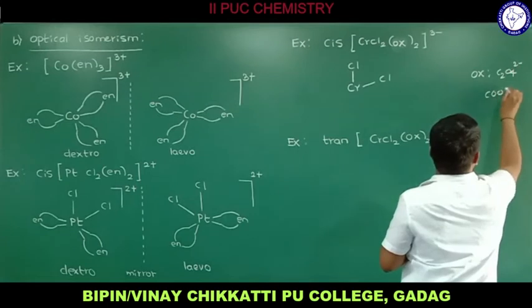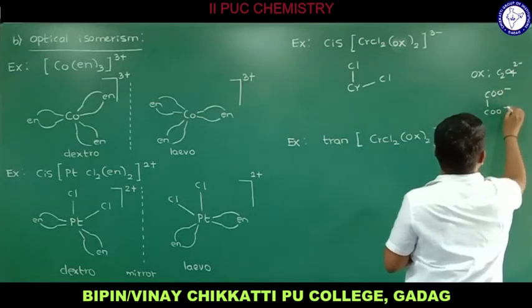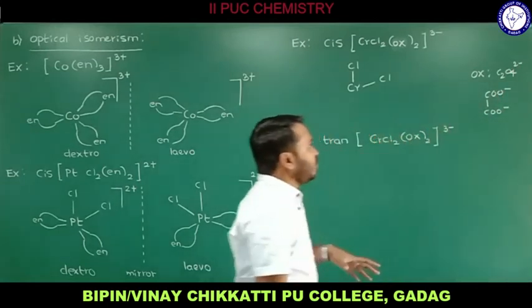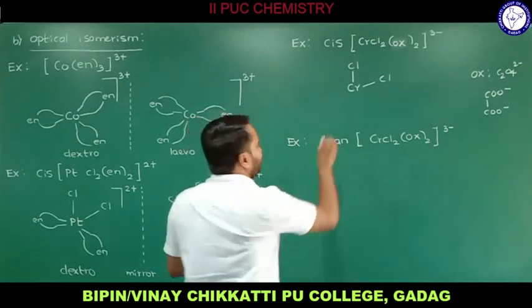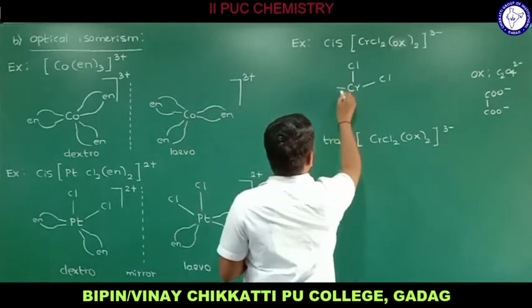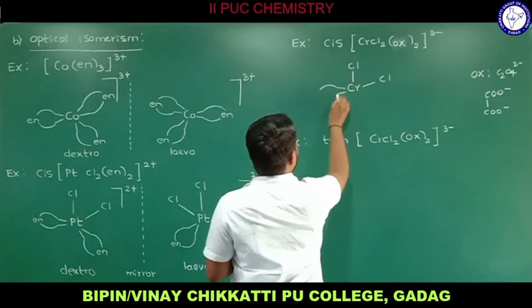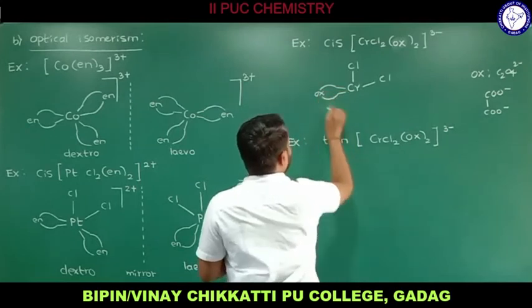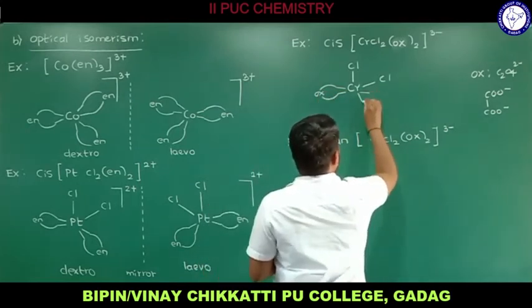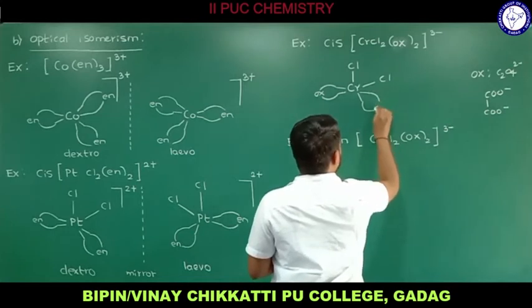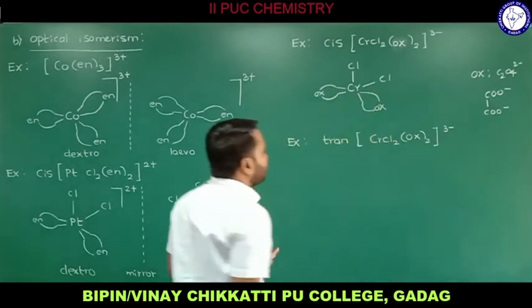We write it in this fashion, COO minus, COO minus. So they are going to donate a lone pair of electrons, so it is a bidentate ligand. Therefore, this is the fashion in which you are supposed to draw the bidentate ligand. So this is one bidentate ligand OX, and this is one more bidentate ligand OX. That is the cis isomer of this particular compound.